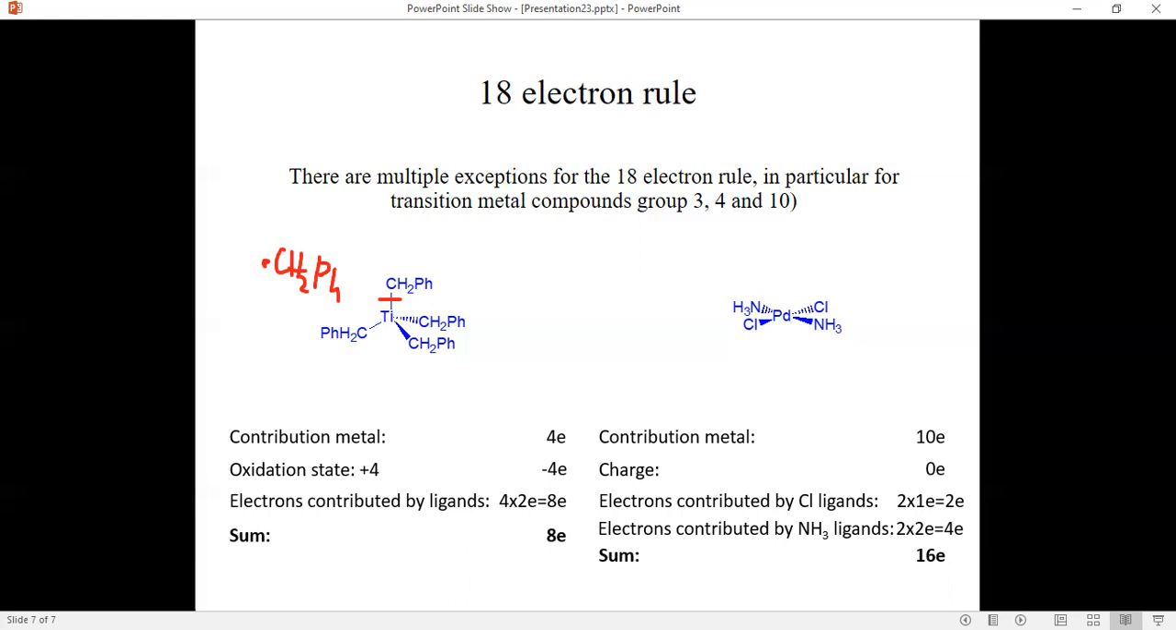And that leads us to the next chapter in this course, which is about bonding in coordination compounds. But our time is over, so I will stop at this point. On Monday, we'll have the exam, and we'll start a new chapter about bonding in coordination compounds on Wednesday.